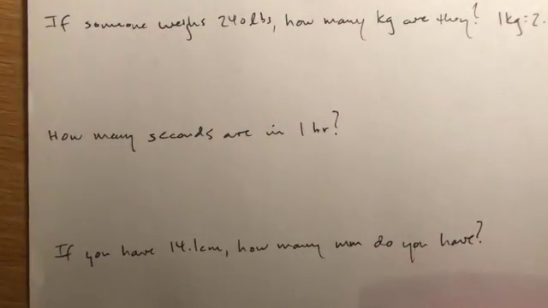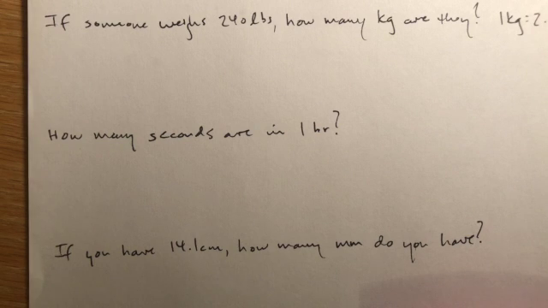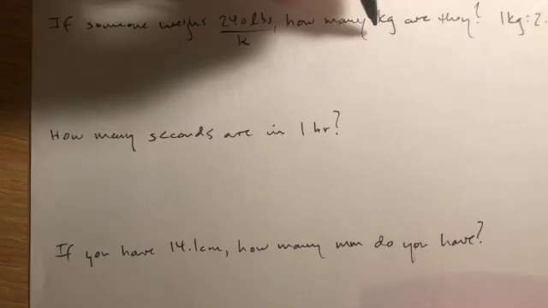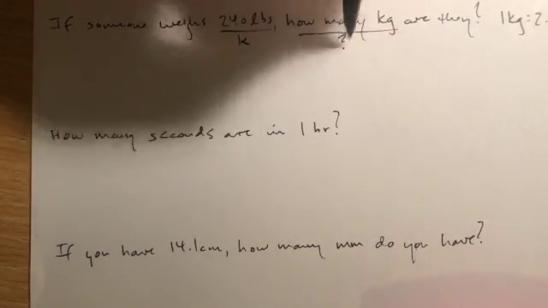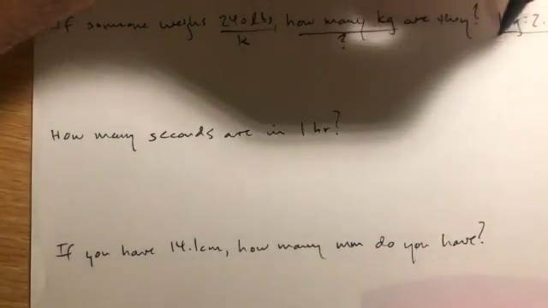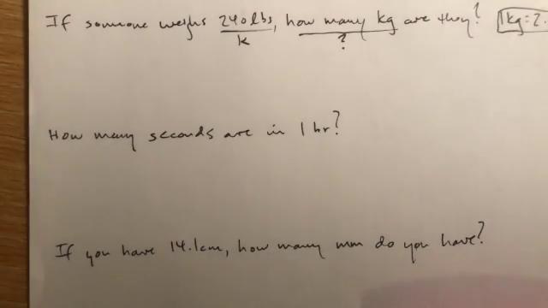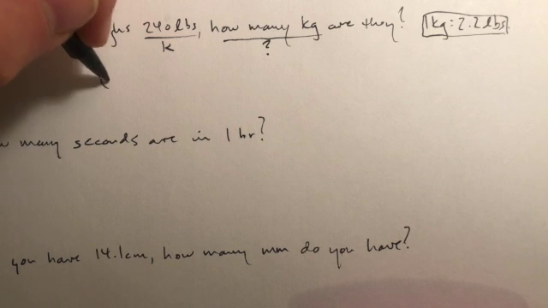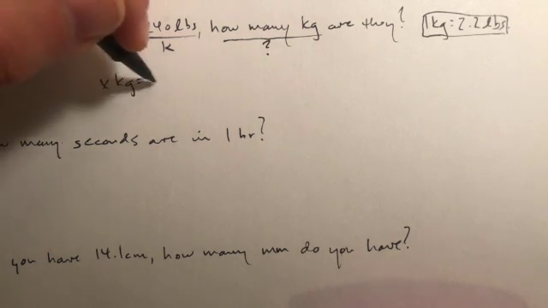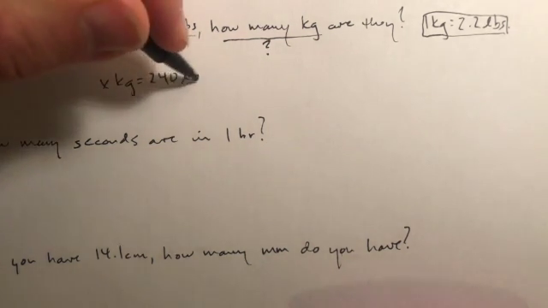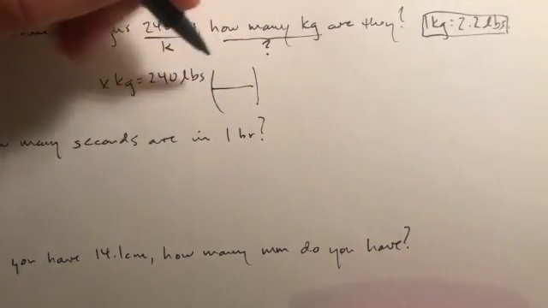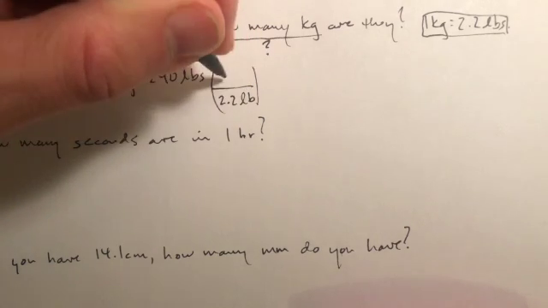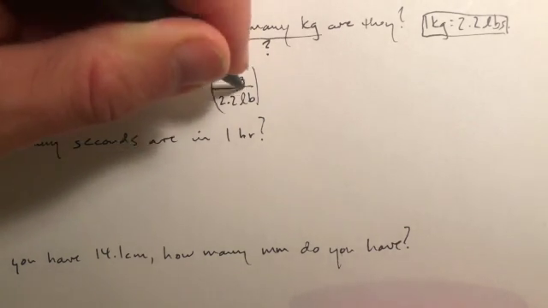All right, if someone weighs 240 pounds, how many kilograms are they? Okay, so this is my known value. How many kilograms is my unknown? And then this is my equality, so that's my conversion factor right there. So I go x kilograms equals 240 pounds. 2.2 pounds goes on the bottom, and 1 kilogram goes on top.